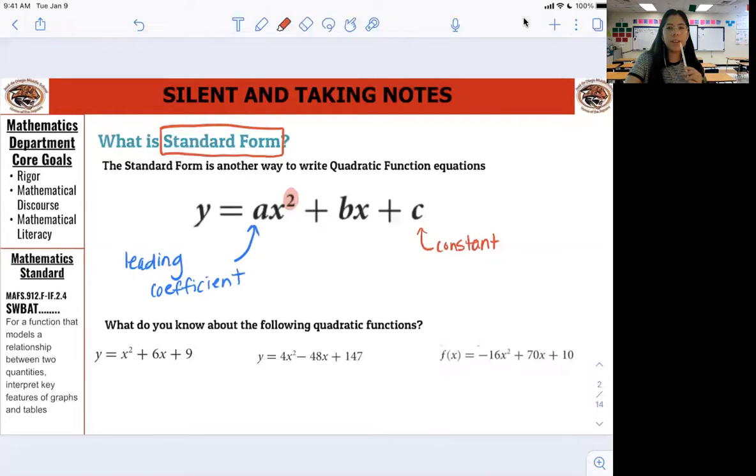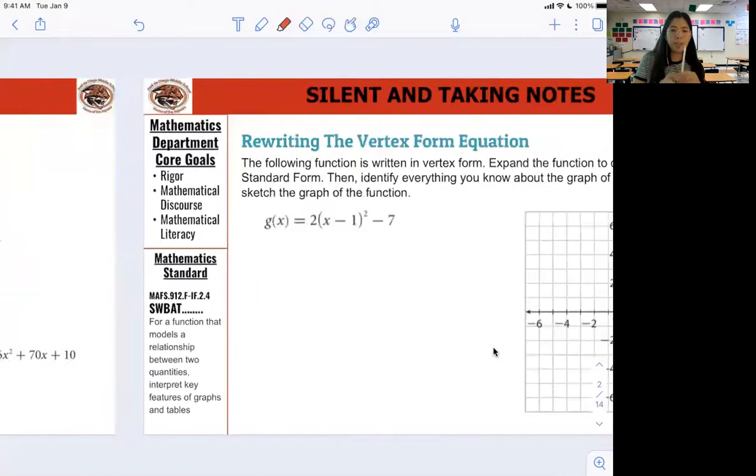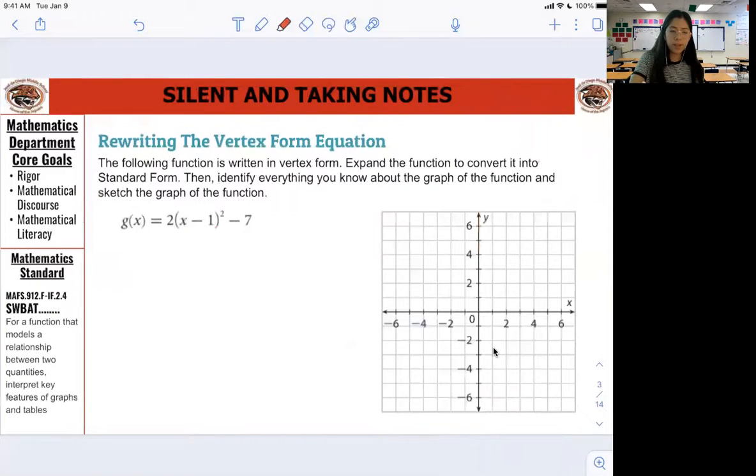There we go. Yeah, it does. Let me show you an example really quickly. Here's a vertex form equation. Where's the exponent? Outside the parentheses. Yeah, it's there. It's outside the parentheses, but it's still there.